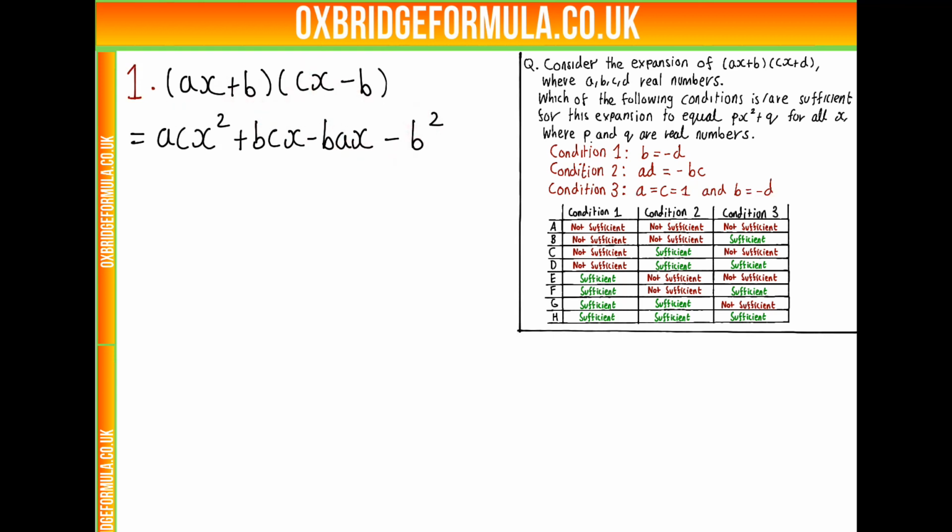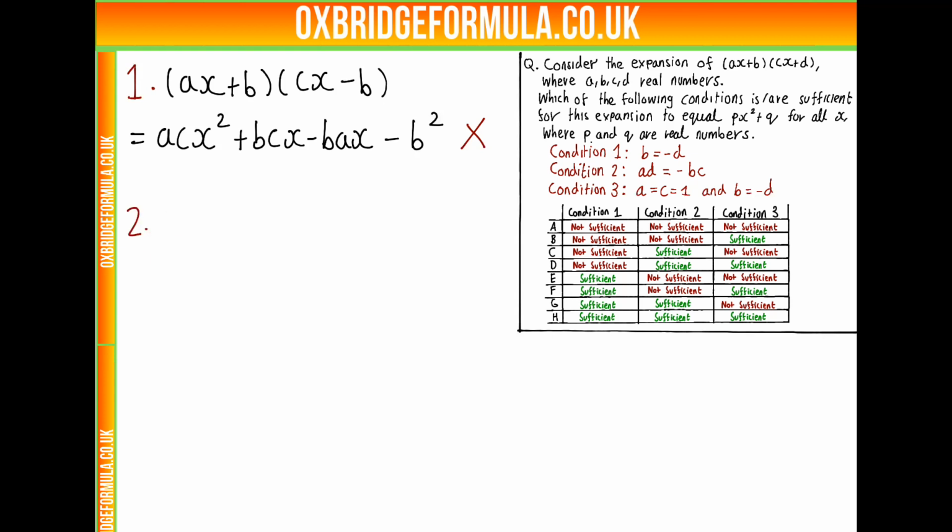And we see that this cannot be written like px squared plus q, because we don't know anything about a, b and c, so there's no way to know if this x term is 0. So we know that if we assume 1, we don't necessarily get our expansion looking like this. So we've got condition 1 is not sufficient. Let's do the same for condition 2.